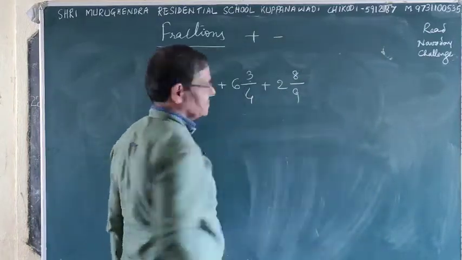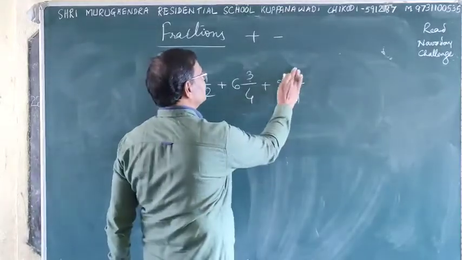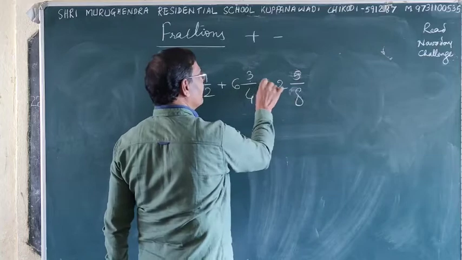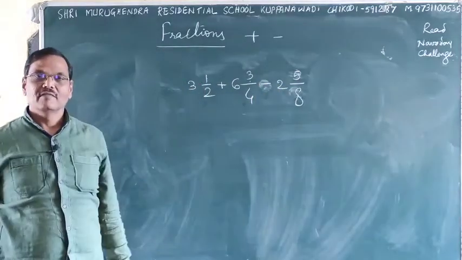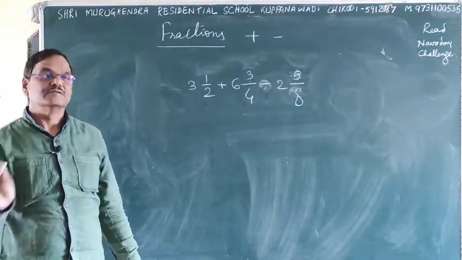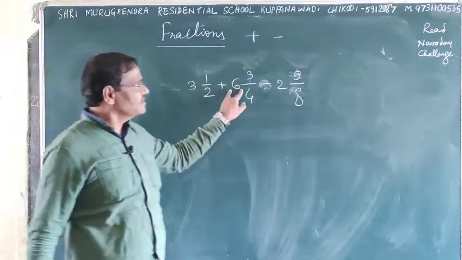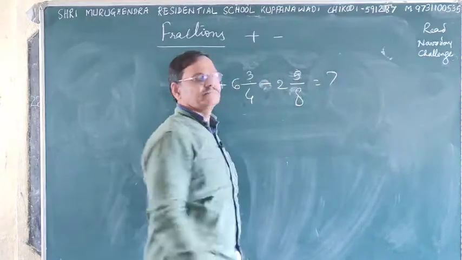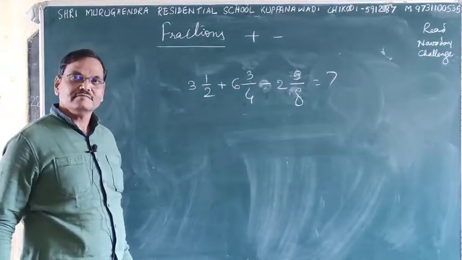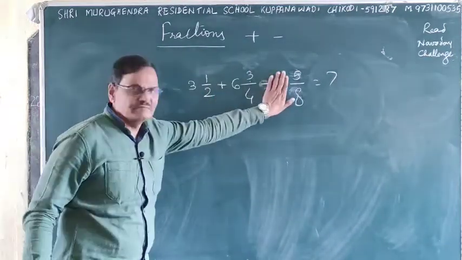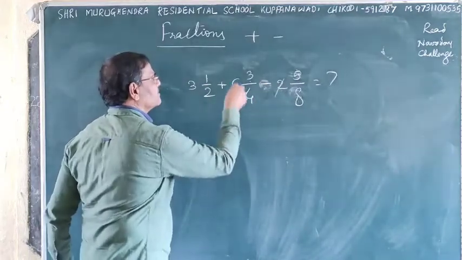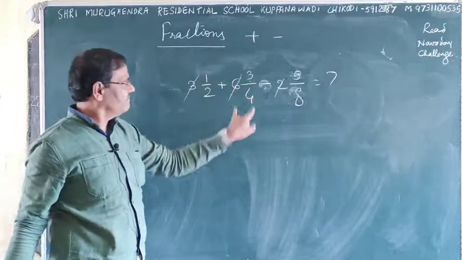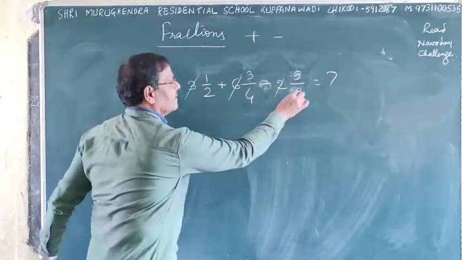See, this is 5 by 8. If it is minus, then how do you have to do it? See here. 3 plus 6, 9. 9 minus 2, 7 you can write directly. Then these numbers are gone. If you want, you can cancel. What remained here? 1 by 2, 3 by 4, 5 by 8.